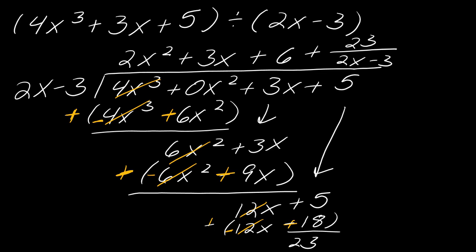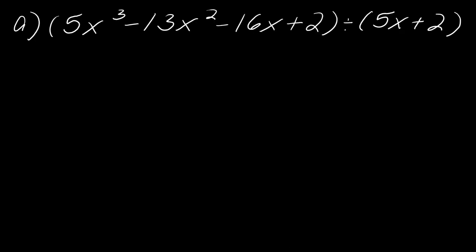Okay, so I have now 4 more examples of this just to make sure that you're solid. So let's try another one like this. So I've got 5x cubed minus 13x squared minus 16x plus 2 divided by 5x plus 2.